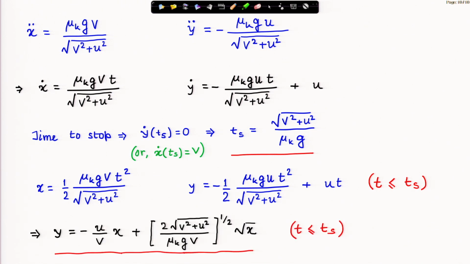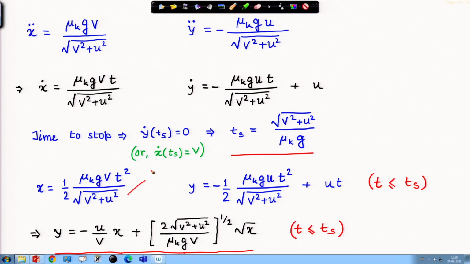I can find out the path. Now, the question was find out the path as seen by the platform fixed observer. To find out the path, what I have done is I have just eliminated time between the two. How do I do that? I solve for time from, let us say, this and substitute here, and I get y as a function of x, and you can see that it varies as square root of x.